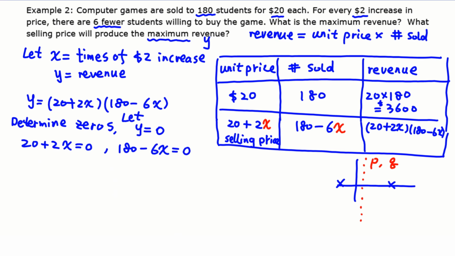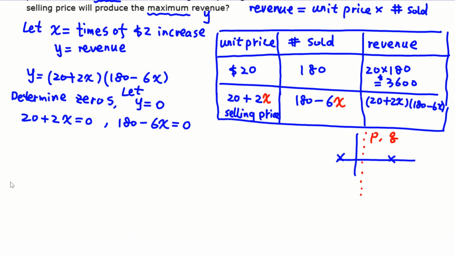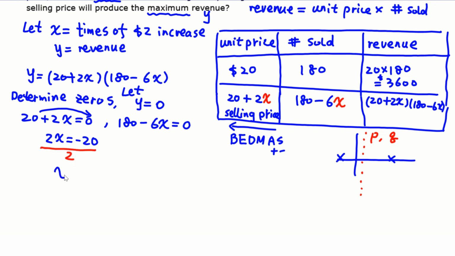So we solve for x. This is a linear equation, so we isolate the variable. Move the number to the other side. When you solve an equation, you do the backward order of operations: adding and subtracting first. So 20 moved to the other side is minus 20, the opposite operation. Then move the 2 to the other side. 2 times x, the opposite is divide. So we have x equals negative 10.